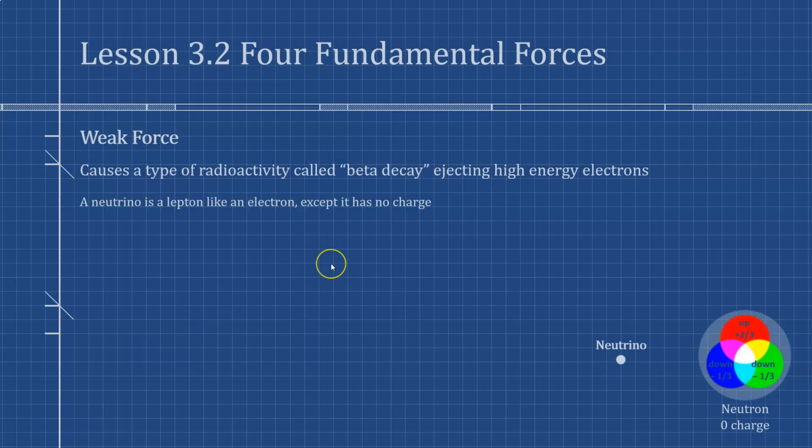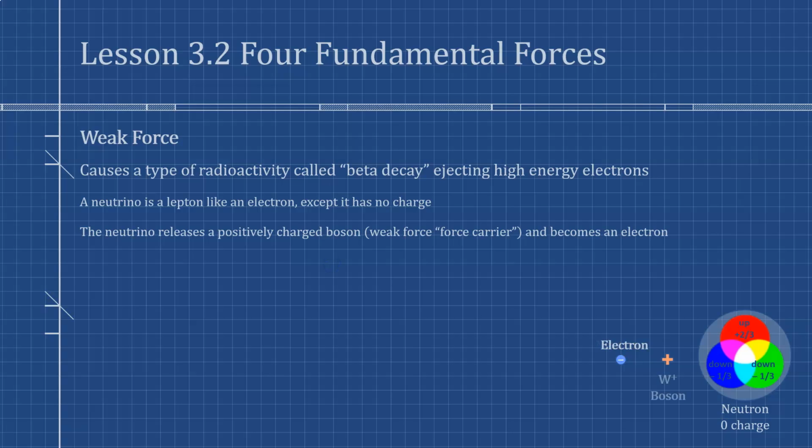Now, what would happen if my neutrino released a positively charged particle? The positively charged particle is known as a boson, and it's actually the force carrier particle for the weak force. Well, if my neutrino released something positively charged, and it was neutral before, then my neutrino is going to become negatively charged. And if it has the mass of an electron and becomes negatively charged, it must become an electron. So I changed particle types by releasing a W boson, and that boson is going to interact.